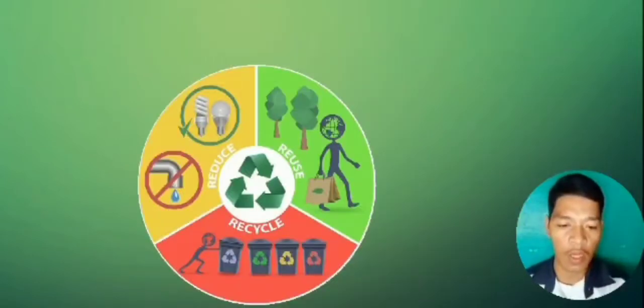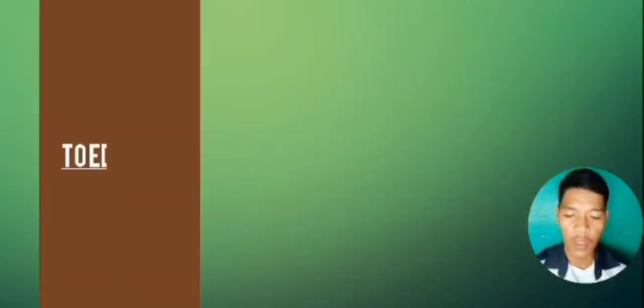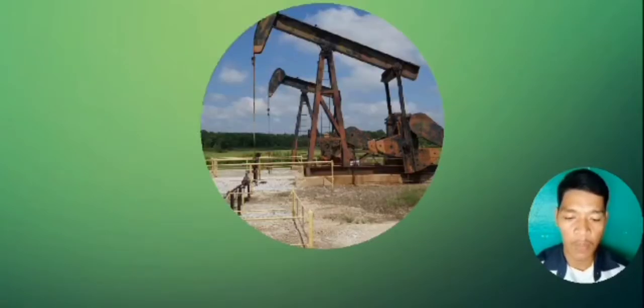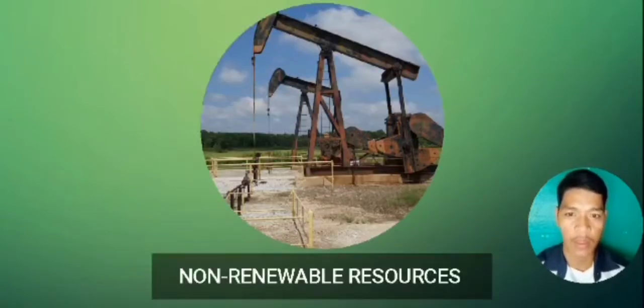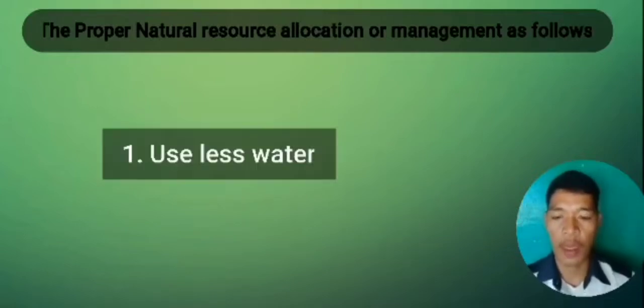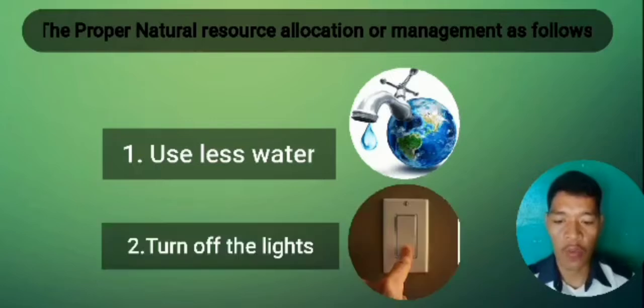These are the three essential components of environmentally responsible consumer behavior: reduce, reuse, and recycle. The goal of the 3 Rs is to educate people on how to prevent excessive and unnecessary waste and to limit the consumption of non-renewable resources. Proper natural resource allocation or management is as follows. Use less water. Taking a shorter shower or turning off the faucet while brushing your teeth can reduce water waste in your home. Turn off the lights.